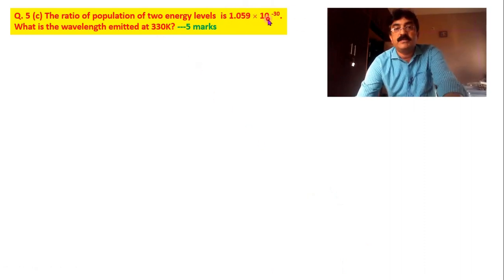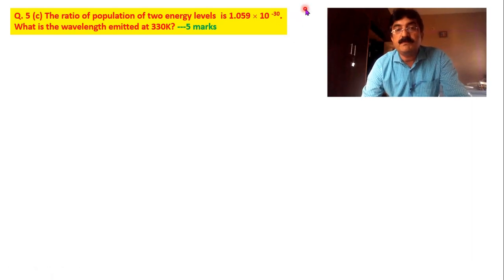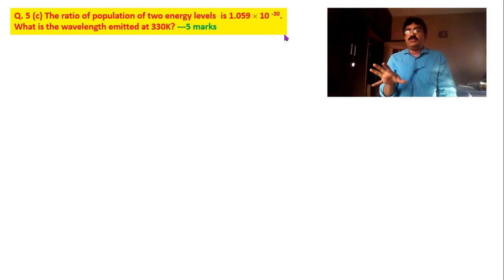One thing you must observe: if the 10 power is minus 30, take it as n2 by n1. If the 10 power is plus 30, take it as n1 by n2. Many students make this mistake.